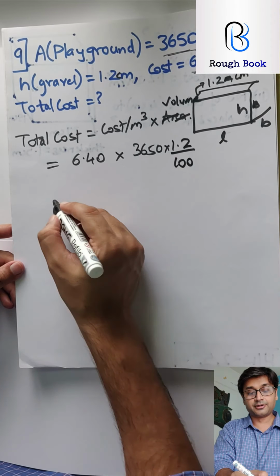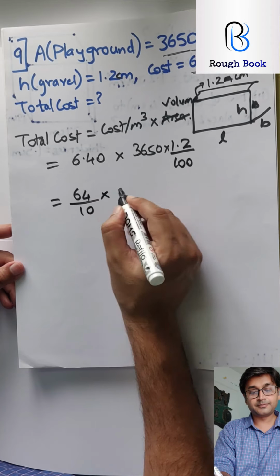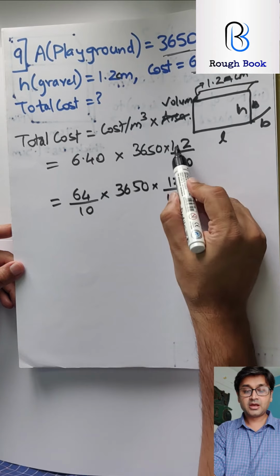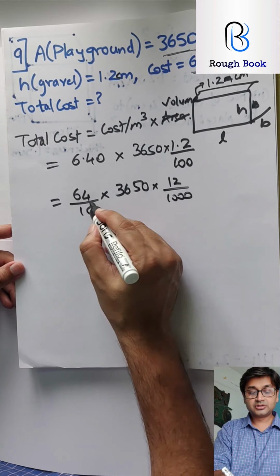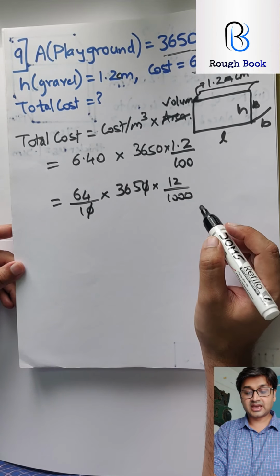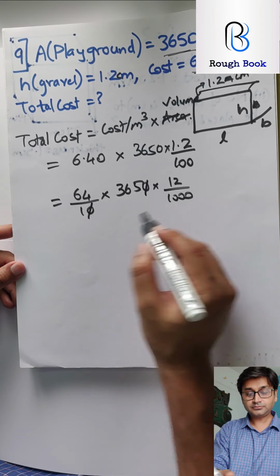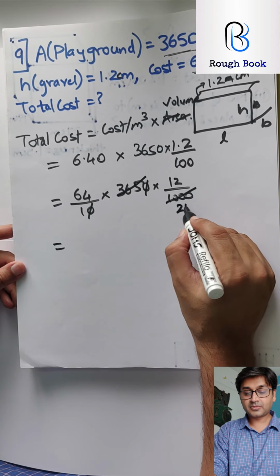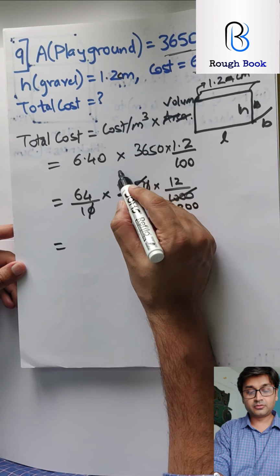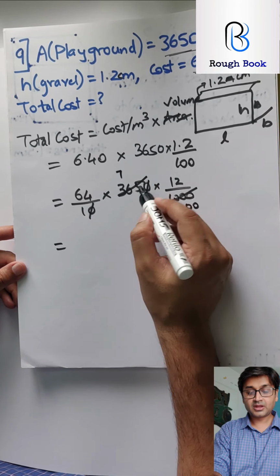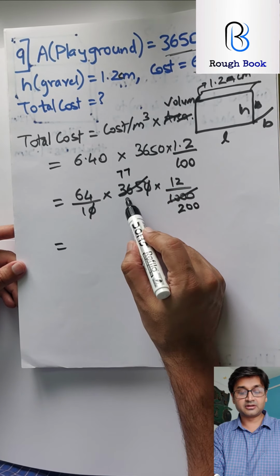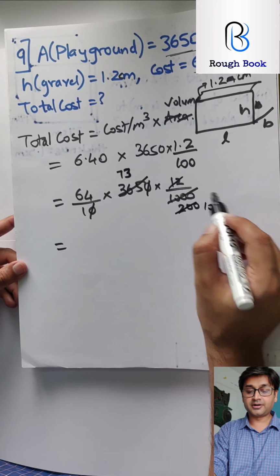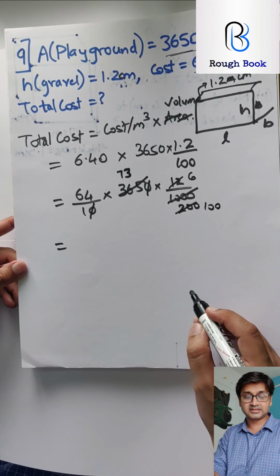So divided by 100. So 64 upon 10, 3650, 12 upon 1000. Removed one more decimal, so this 0 gets cancelled. Let's see what else can we cancel. I think this with this, 5 2s are 10 and 0 0, 5 1s are 5, sorry, 5 7s are 35 and again 7s, am I right? 5 7s are 35, 3s are 73, 2 by 100 and 2 by 6. I don't think you should cancel anything else.